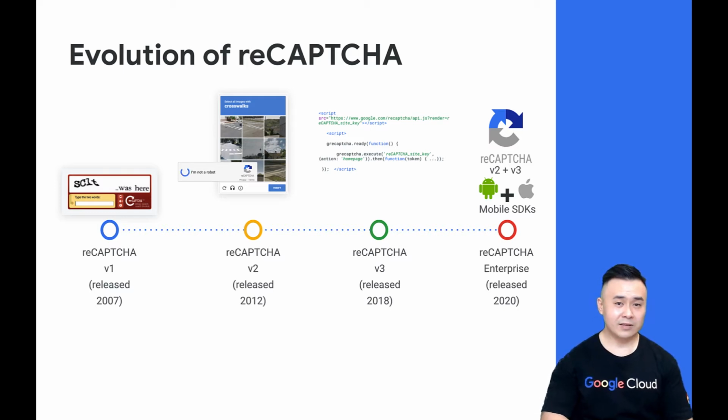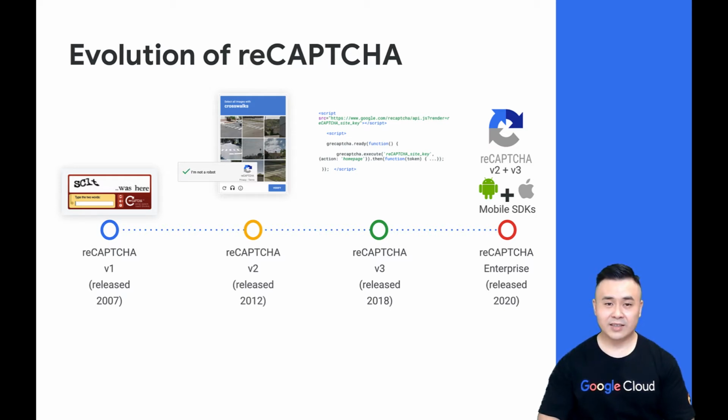From the left-hand side, we have version 1, the distorted text. And we have version 2, the image challenges, choosing all the tiles of buses, planes, fire hydrants, etc. Not the greatest user experience, right? And then we have version 3, which became invisible. It greatly improved the user experience. In 2020, we rolled out reCAPTCHA Enterprise.